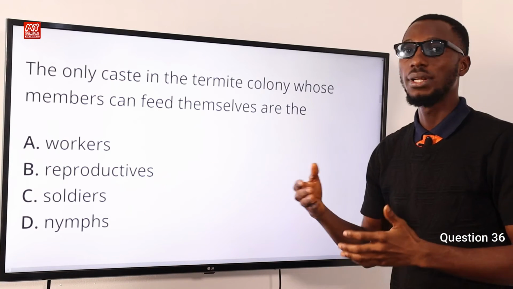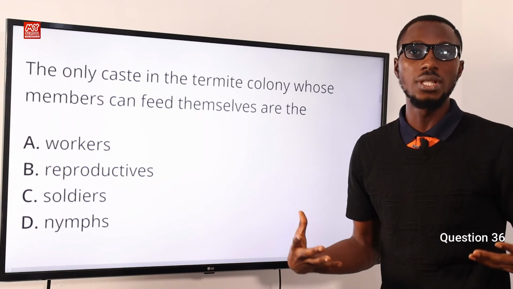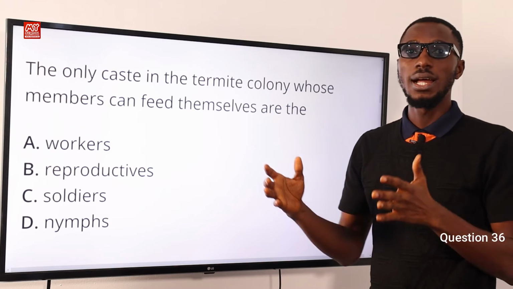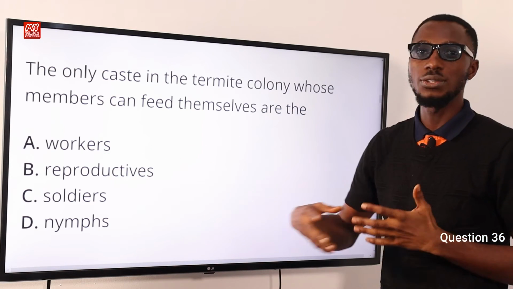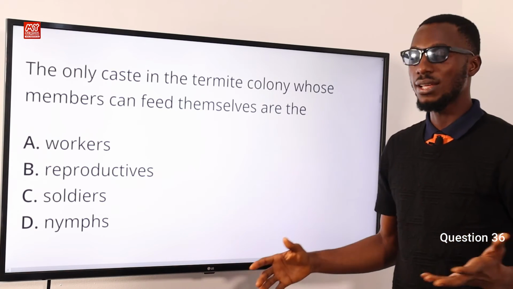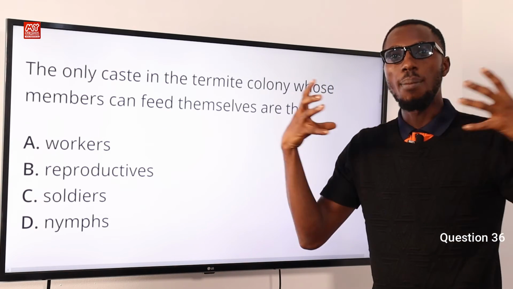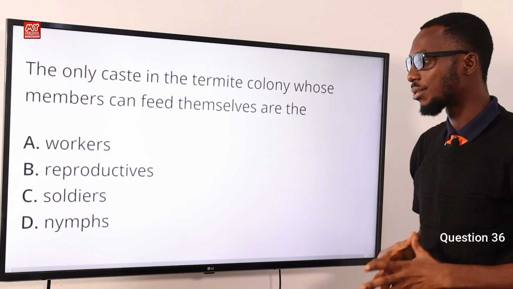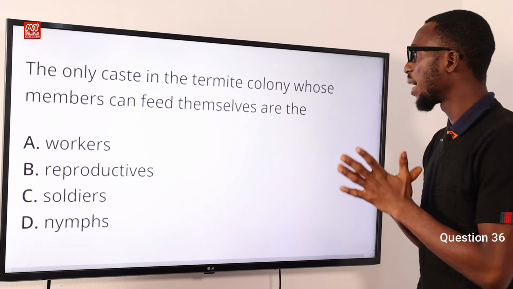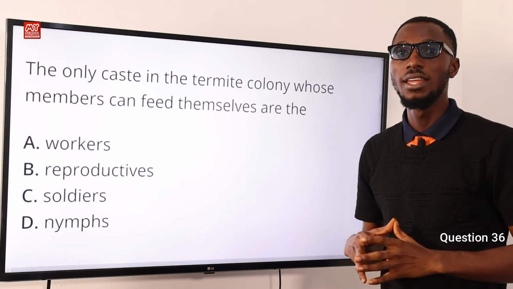The reproductives, you talk about the queen and the kings. The queen grows so big and is so filled up with eggs that she can't move or even take care of herself, so she requires the service of the workers to feed her from what they have regurgitated. Likewise the soldiers, they are bigger than the workers in size, even in the size of their head, and you see their powerful mandibles or jaws. The same goes for the young nymphs, the young ones coming up. So the only caste in the termite colony whose members can feed themselves are the workers. So option A is correct.